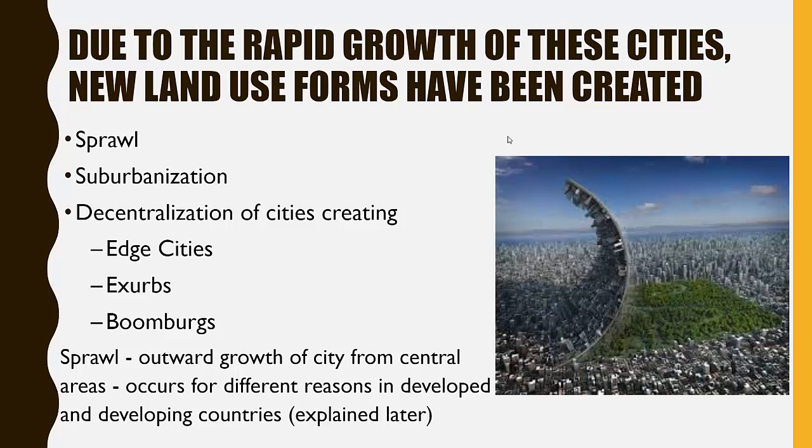as a result of this sprawl. Well, we've already mentioned sprawl. Suburbanization, I think I've already talked a little bit about that, but we're going to focus in more on it in the unit. And then another more general term we use is decentralization. And decentralization can take the form of a lot of different things. We're going to focus on edge cities, exurbs, and boomburgs. Okay. So sprawl is the outward growth of a city from the central area, right? And again, it occurs for different reasons in developed countries and for different reasons in developing countries. We see it in developed countries in the United States more than in other places. In developing countries, we see it in almost all developing regions, but for very different reasons.